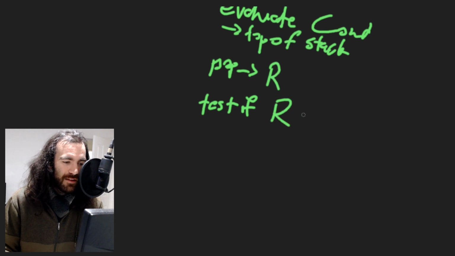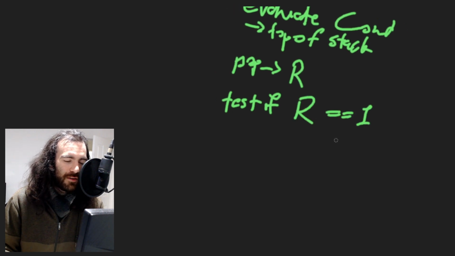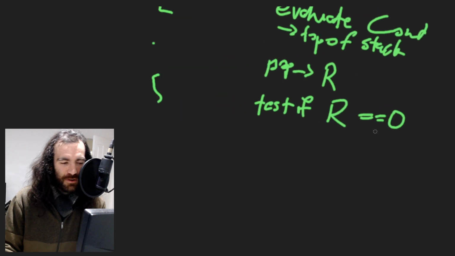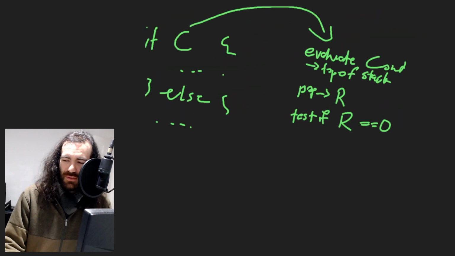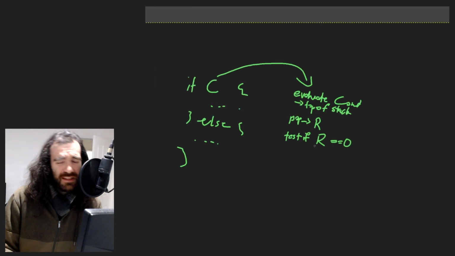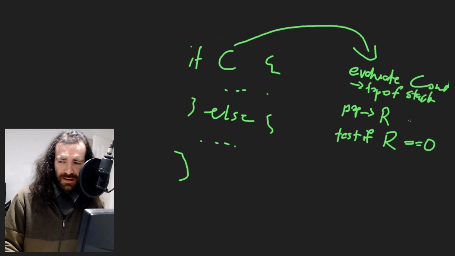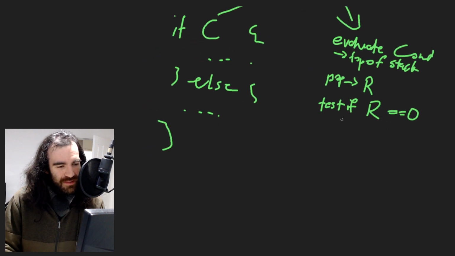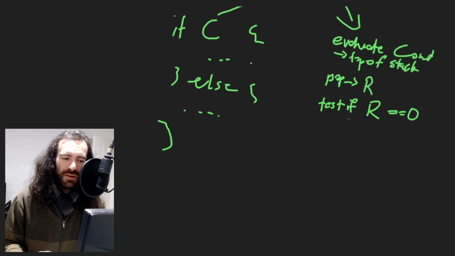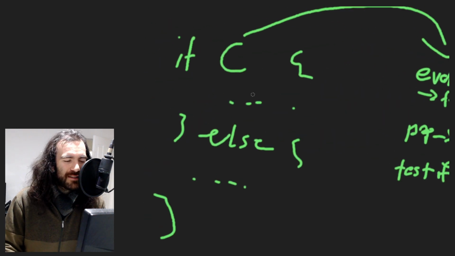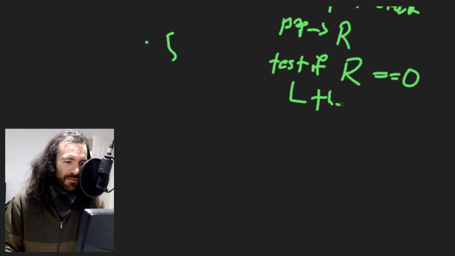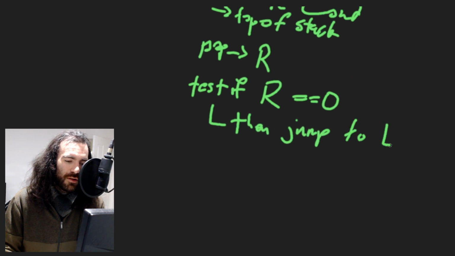Test if R is 1, right? If it's truthy. Or maybe even better, test if R is 0, test if it's not truthy. Because 0 is falsy and everything else is truthy. I think that's a sensible way to think about it. Okay, so if R is 0, then we need to, if this condition is false, then we jump. If R is 0, then jump to label.